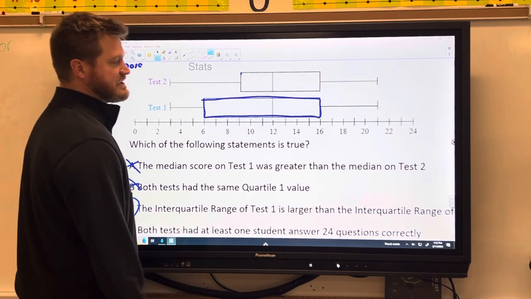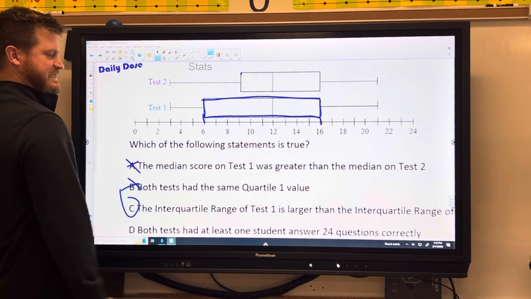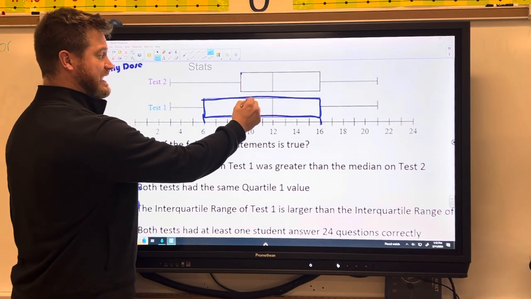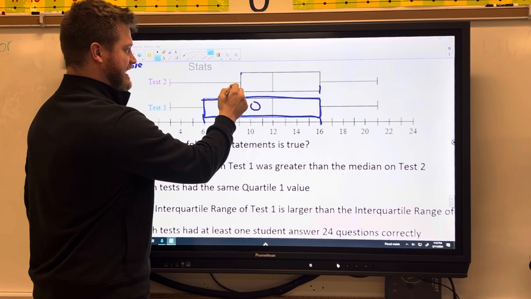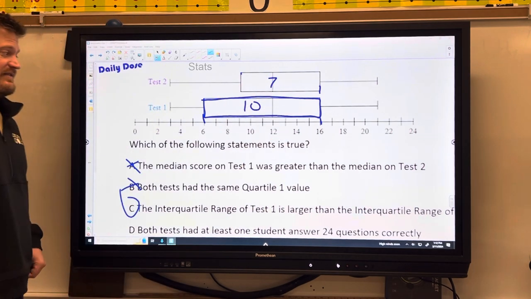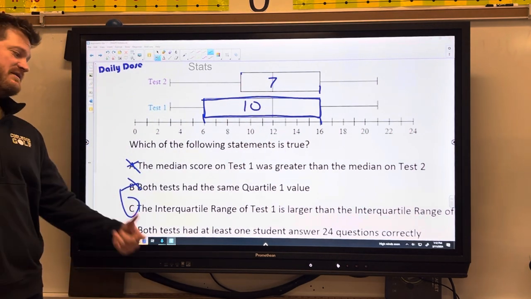Now, if I were to actually solve it, it ends at 16, it starts at 6. Remember, 16 minus 6, this IQR is 10. This one ends at 16, starts at 9, so that would be 7. So yes, test 1's interquartile range is larger.